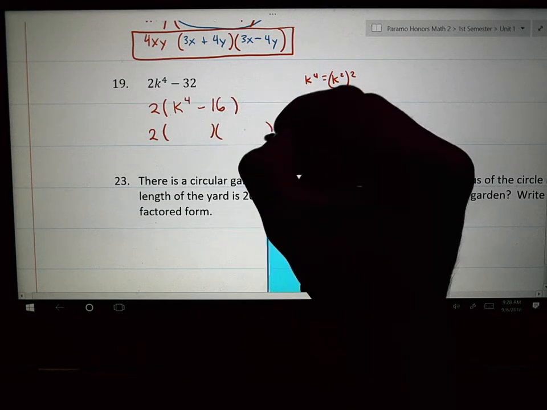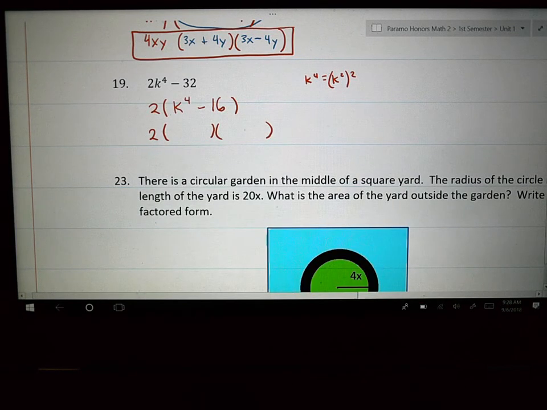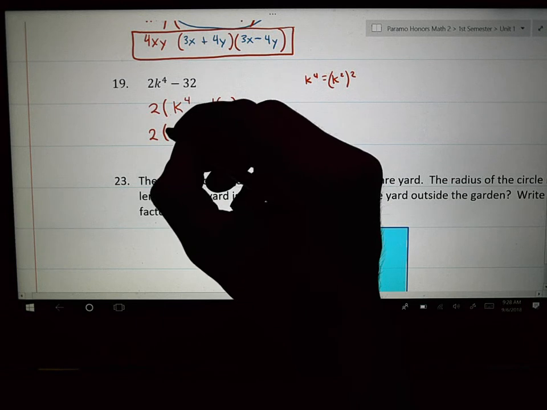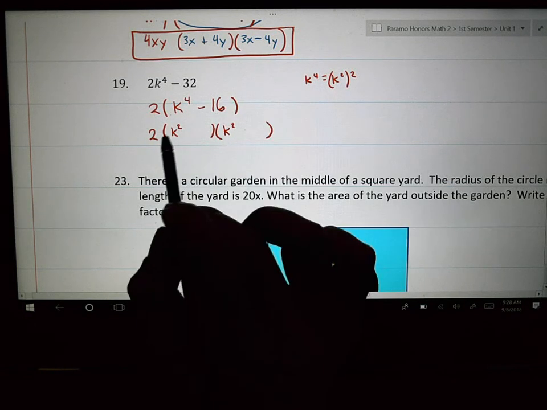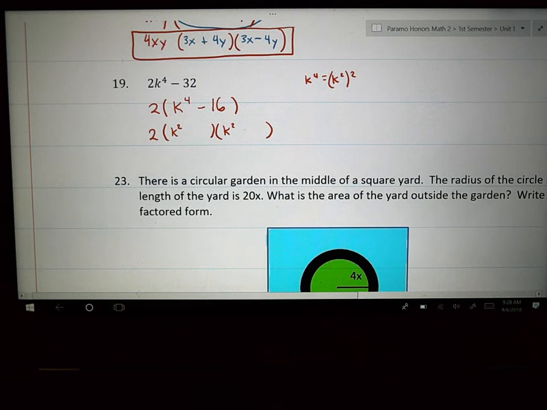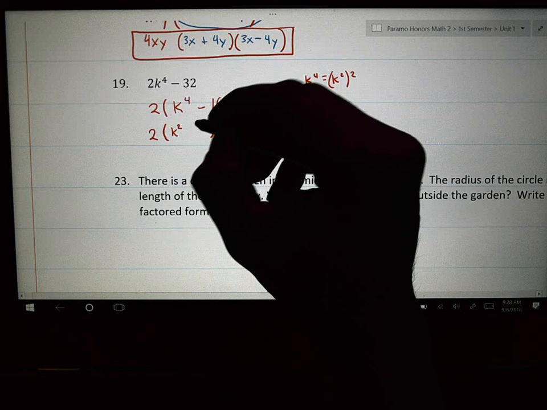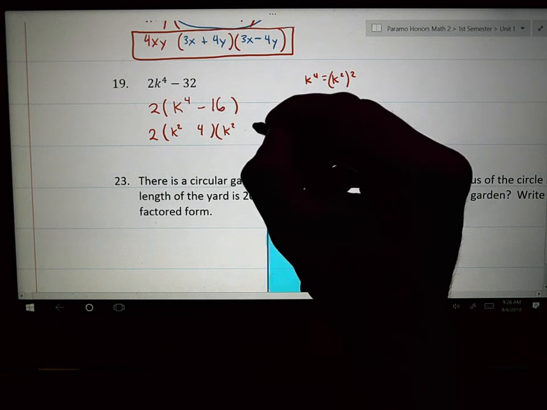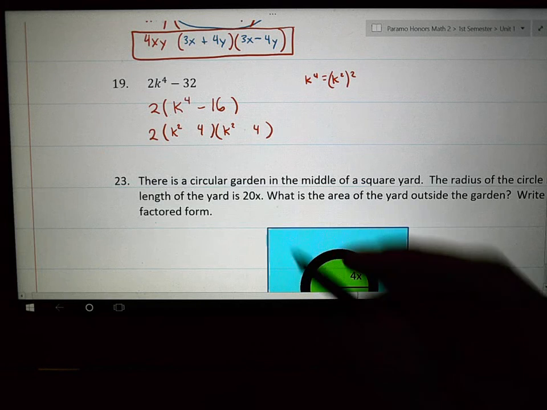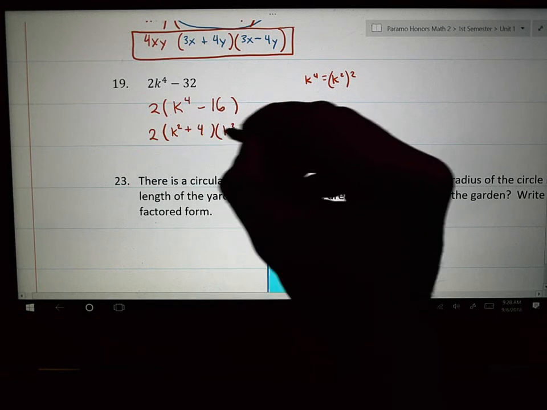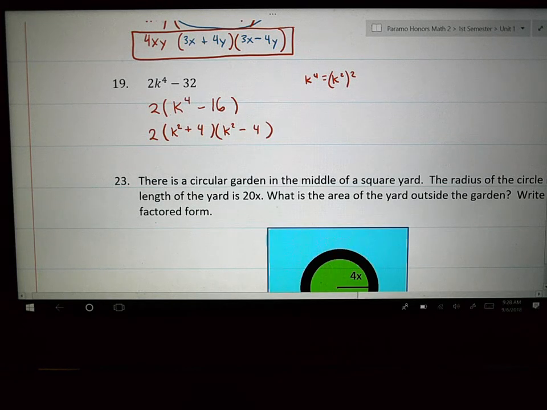I'm going to break this apart using the difference of squares. I'm going to put the k squared here and the k squared there, because this times this will give me k to the fourth. The square root of 16, 4 and 4. And then I need to have one group of addition and one group of subtraction. It only works with a plus and a minus.